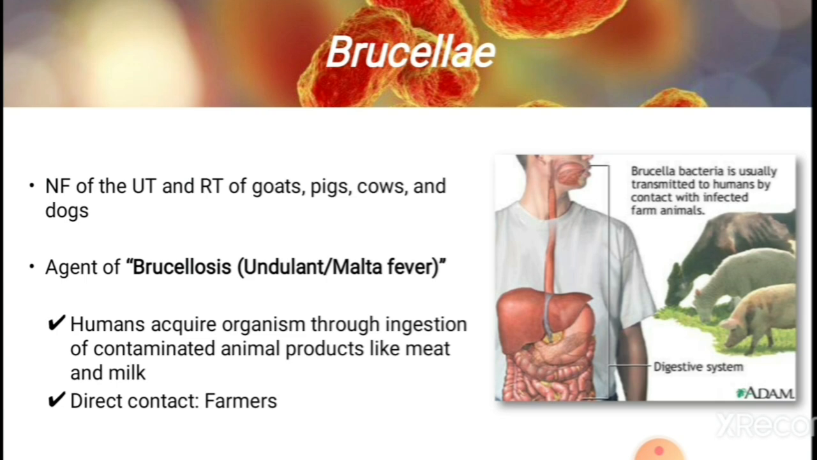On our gram staining, in order to stain our Brucellae, you must replace safranin with carbol fuchsin. Our Brucellae is the agent of brucellosis, or the undulant or Malta fever. You can acquire this via ingestion of contaminated animal products like meat and milk. And the ones with direct contact with this kind of organism are our farmers.